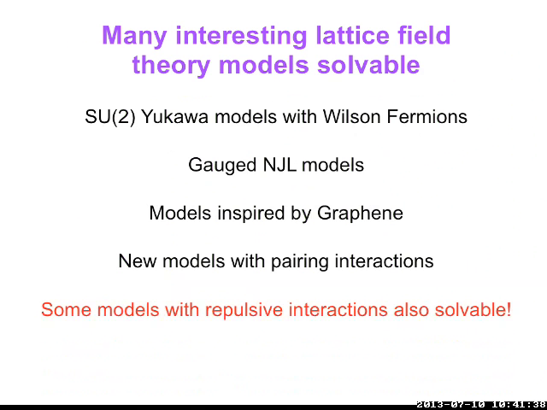There are many interesting lattice models which we now can solve. There are Yukawa models with Wilson fermions. There are gauged Nambu-Jona-Lasinio models which were not solvable. There are also models inspired by graphene. Some of them had a sign problem before, and we were able to formulate these without sign problems. And then new models of pairing interactions, which I just mentioned, are also possible. And I would claim that there are also models with repulsive interactions that are solvable. If I have some time, I will explain that at the end of the talk.